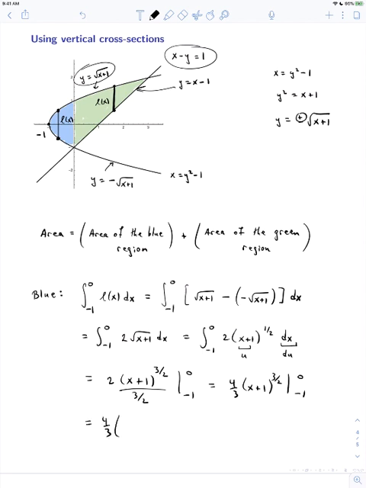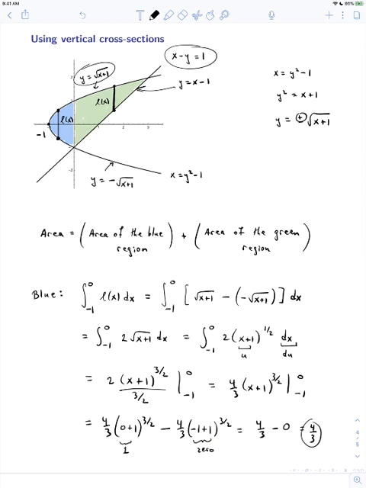4/3 times, well, if we plug in x equals 0, we're going to have 0 plus 1 to the 3/2, minus 4/3 times -1 plus 1, that's supposed to be a plus, to the 3/2, because -1 plus 1, of course, is 0. And 0 plus 1 is 1. So what do we end up with? We end up with 4/3 minus 0, which is 4/3. That's just the area of the blue region.